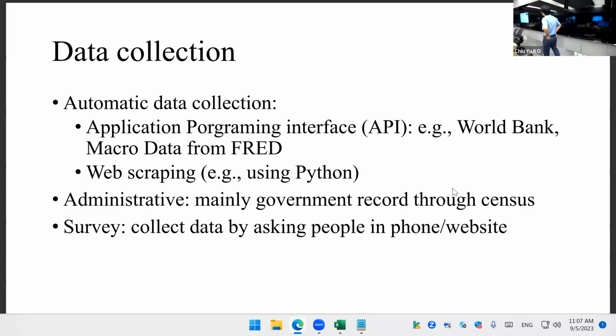And of course, the last one is the survey, which is what businesses or you may do, right? It's going online and completing surveys. So these are all the sources of data you can collect. Okay.